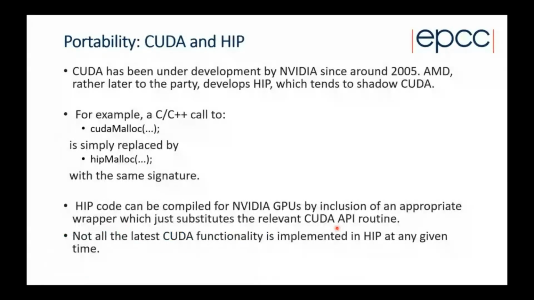I mentioned portability and porting, but a little bit more formal text on this. So CUDA has been developed by NVIDIA since around 2005. AMD has been rather late to the party, and develops HIP, which tends to shadow CUDA. Luckily, AMD were rather sensible and decided to make their API look the same, because otherwise you would have two different approaches to the same problem, which is what we see with this large space of different methodologies for programming for GPUs. This makes it harder for you as the programmer to keep track of how to do the same types of operations, and it's not very good for your productivity. So you might often see just the replacement of CUDA with HIP all over the place.